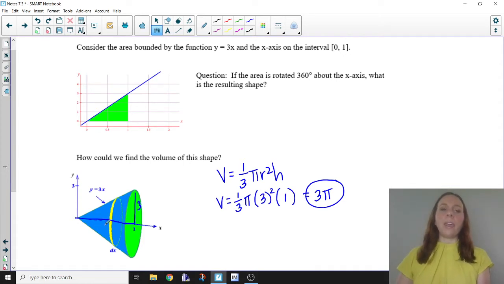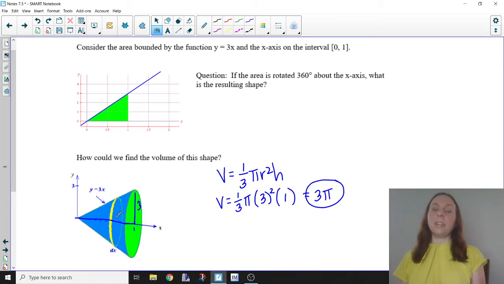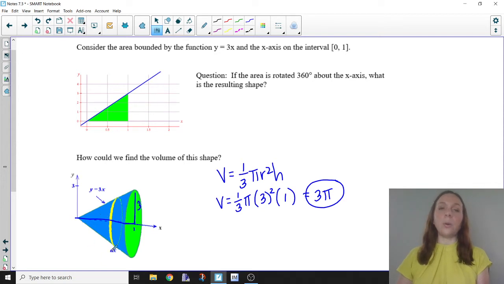And we could do that all throughout this interval. We could say, let's take a little tiny slice, a little tiny slice, a little tiny slice, and they would all be really short cylinders. And we could find the volume of all of those cylinders, add them all up, and that would give us a pretty good approximation of the volume of this shape, of this cone.